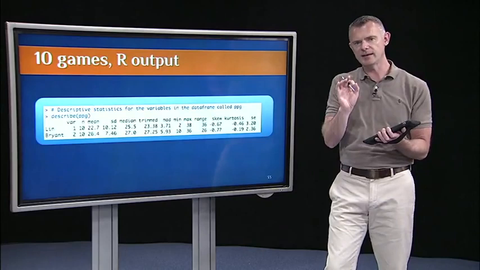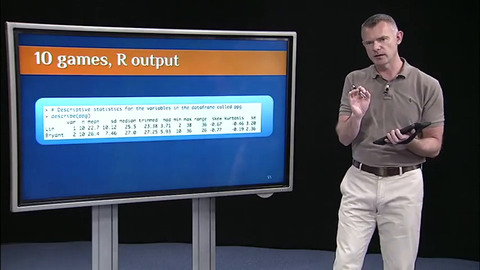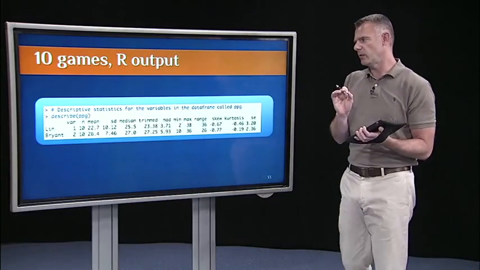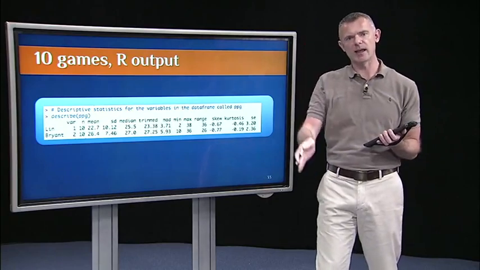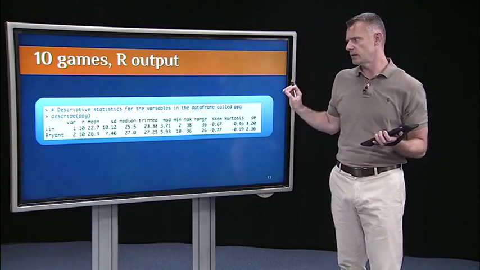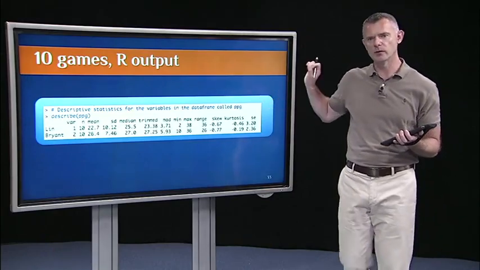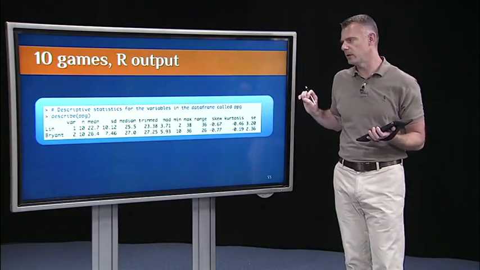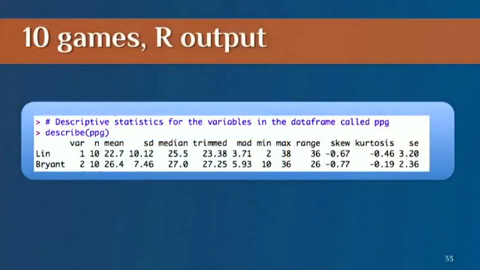So if we take the 10 games that I just looked at for Jeremy Lin and we compare 10 games from Kobe Bryant during that same stretch of time, this is our output. You're now familiar with this after going through the first lab, and hopefully you're working on the first homework. What you see is here's the mean for Lin and here's the mean for Bryant.